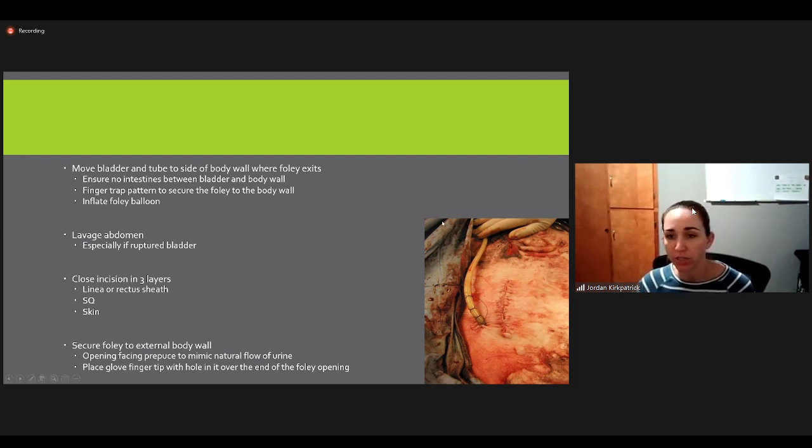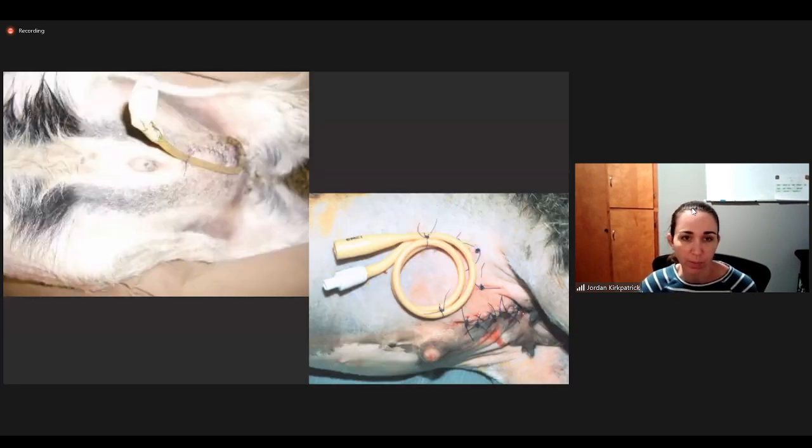I always try to secure the end of the Foley so it's facing the same direction as the end of the prepuce, so it drips as if the animal was urinating. And then you put a gloved fingertip over the hole and cut a little hole in it so the urine can drip out, but it's trying to prevent anything from tracking up the Foley catheter to potentially cause an ascending infection. So that's the glove fingertip, and this is another way that the Foley catheter can be secured to the abdomen.